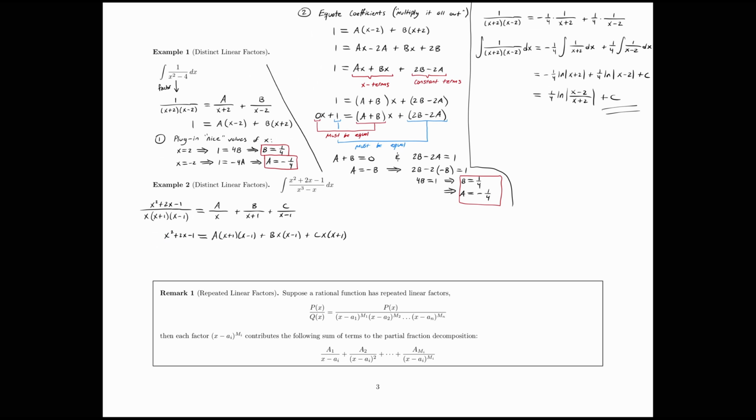To figure out our values here, we can just plug in the nice values of x. So if x is 0, this would give us negative 1 on the left-hand side. When x is 0, the B and C terms cancel, but we're left with this first term, which would be A times negative 1. So negative A. Well, that implies that A is positive 1.